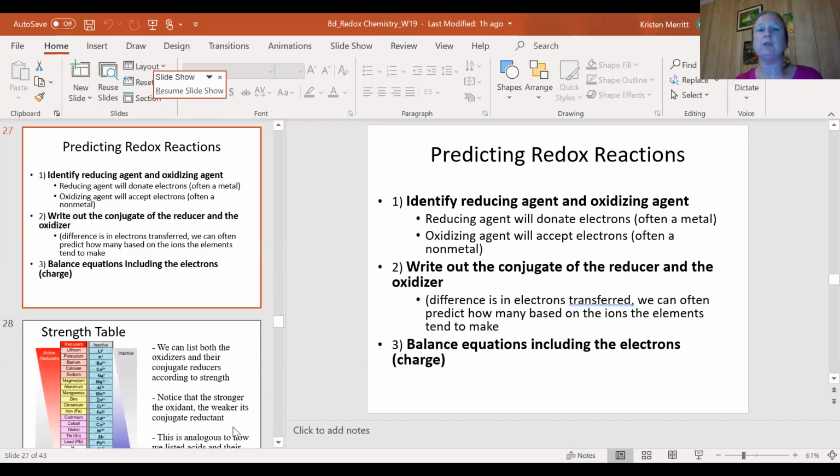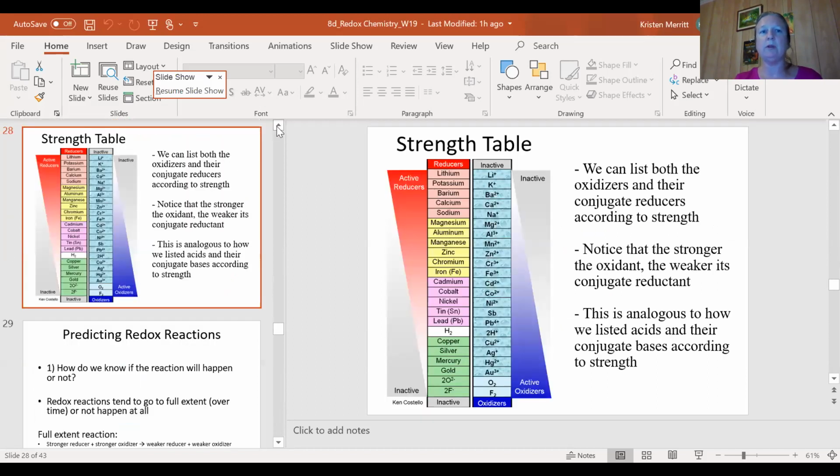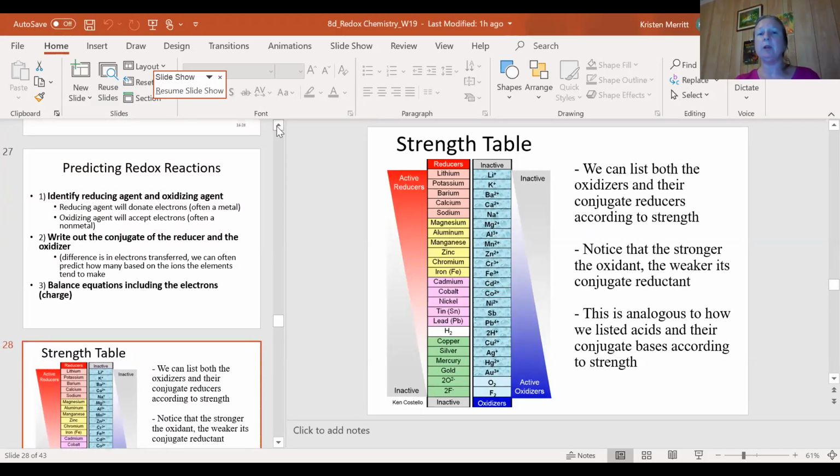All right, so the next lecture is going to be into predicting redox reactions, because we have a strength table that we're going to look at, and that is going to tell us if a particular reaction occurs or not. All right.